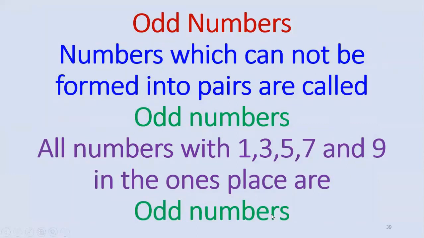Now let's move to odd numbers. Numbers which cannot be formed into pairs are called odd numbers. It means when we do the pairing of numbers, as we know in a pair there are two numbers. So when we do the pairing, if the number is not forming a pair, those numbers are called odd numbers. Second, all numbers with 1, 3, 5, 7 and 9 in the ones place are odd numbers.